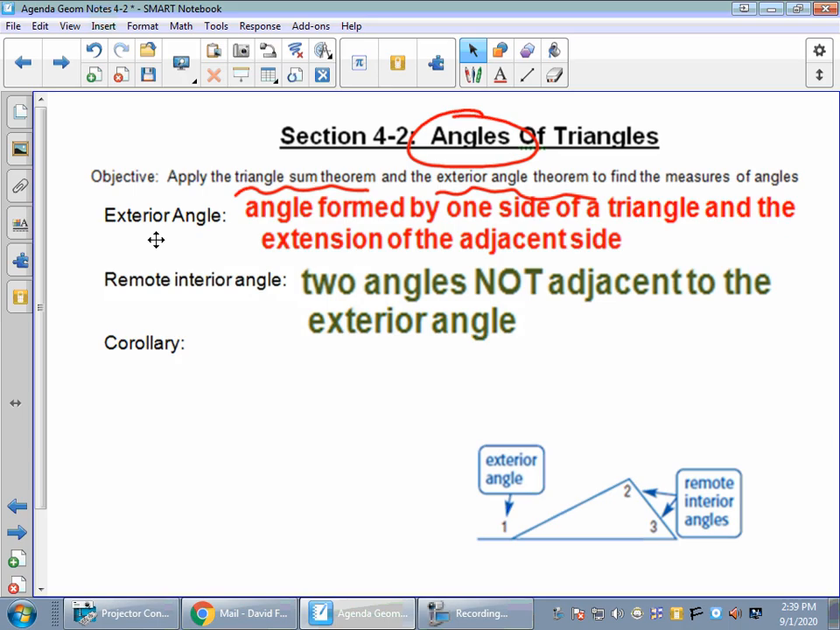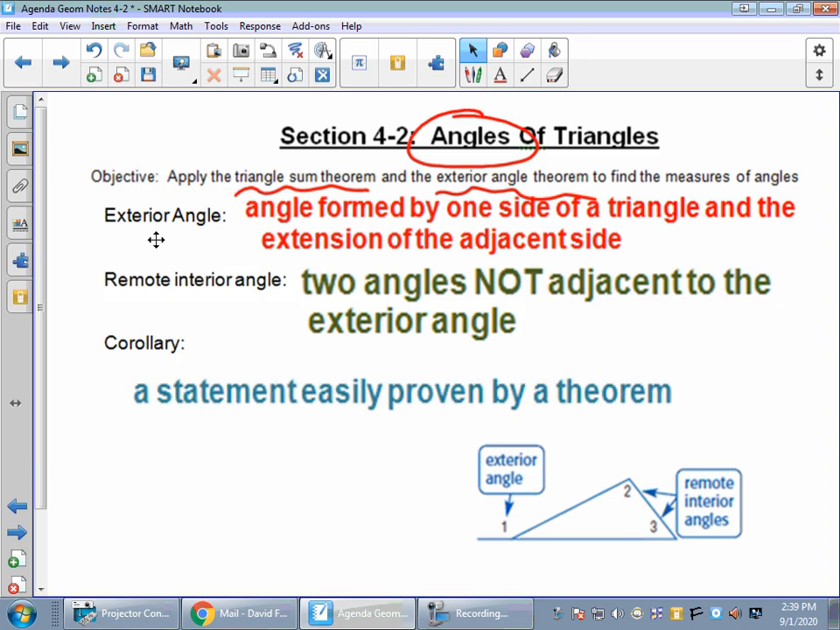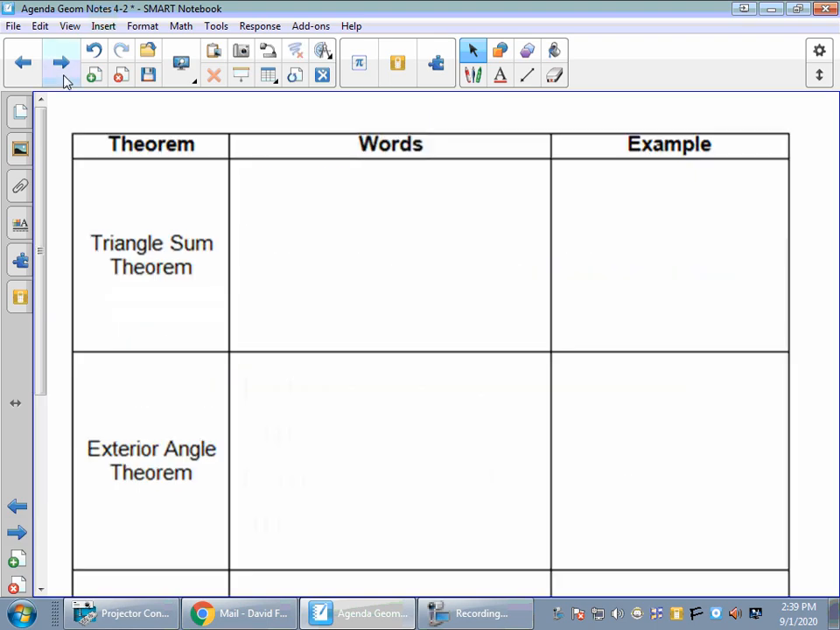Then we're going to talk about a couple corollaries today as well. And corollaries are simply a statement that's easily proven by a theorem. It's just something that we can easily prove just by using the theorems before that, okay? So let's continue on and do some examples here, and first get these two major theorems out of the way.